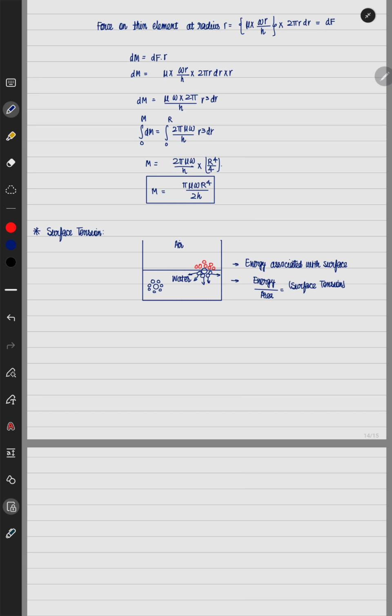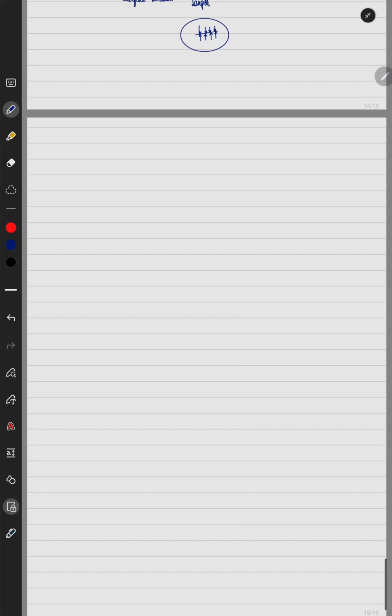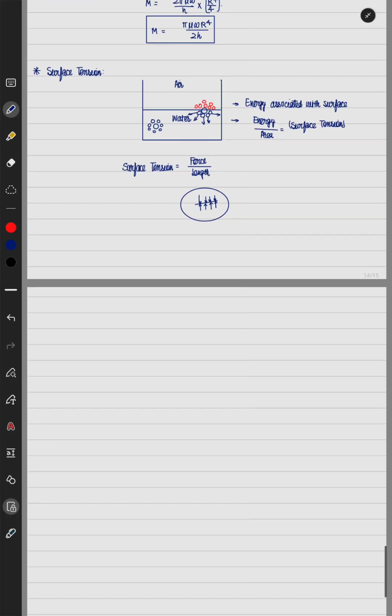Surface tension is also defined as force per unit length. Suppose I have an interface of water and I have put a thread in between. What is the force applied on this particular thread which I have kept? The force applied per unit length, what is the length of this thread, is also given by surface tension. Energy associated per unit area or force applied per unit length, both will give the surface tension.